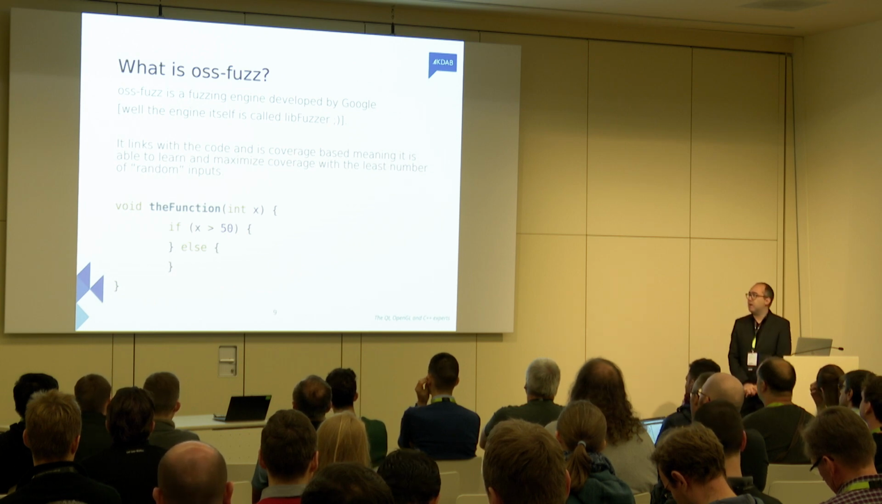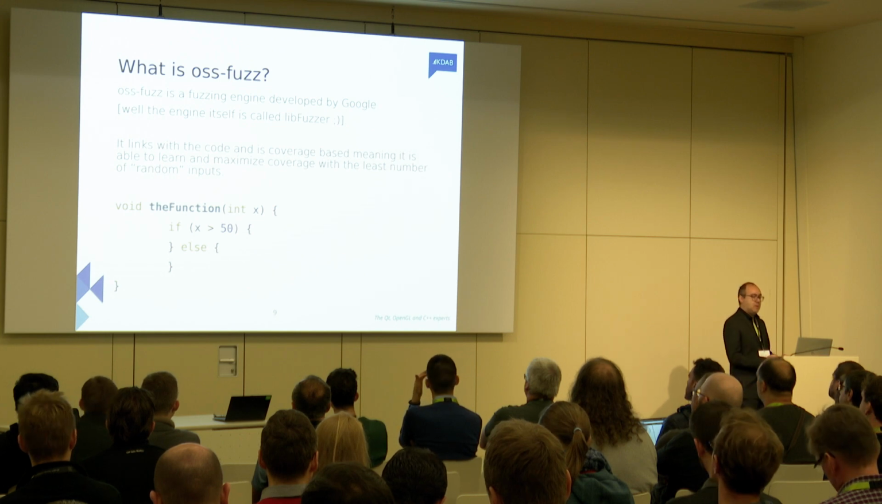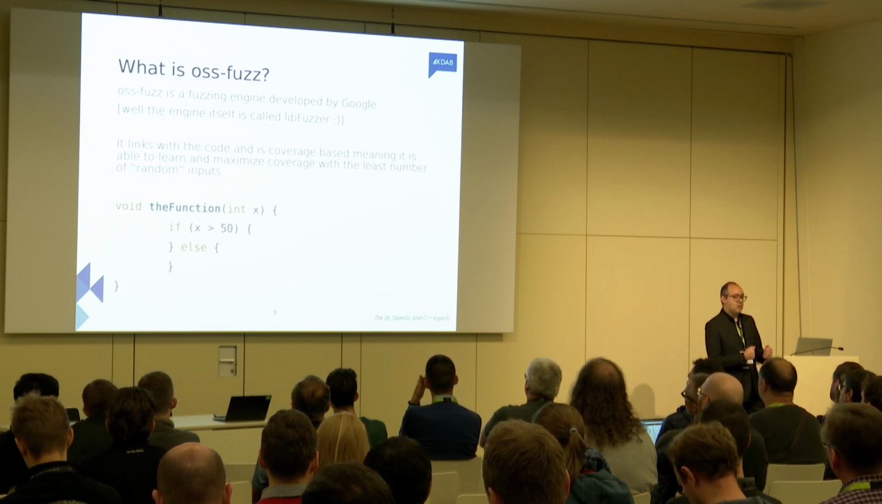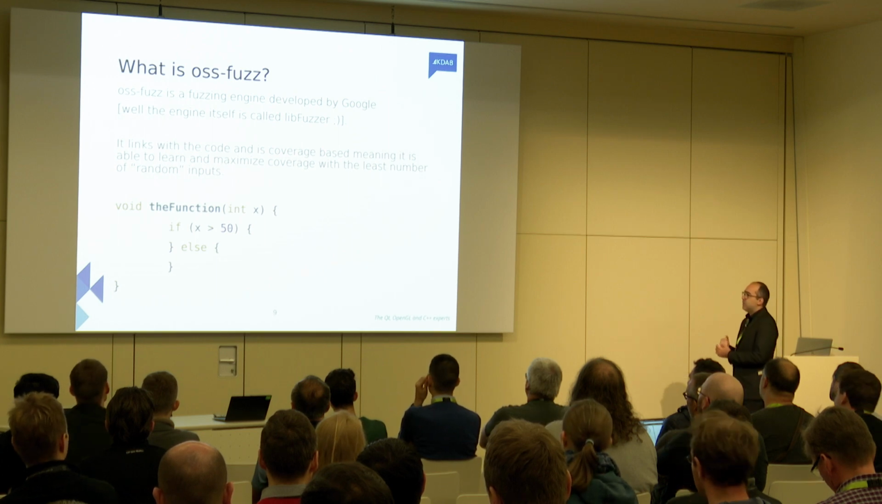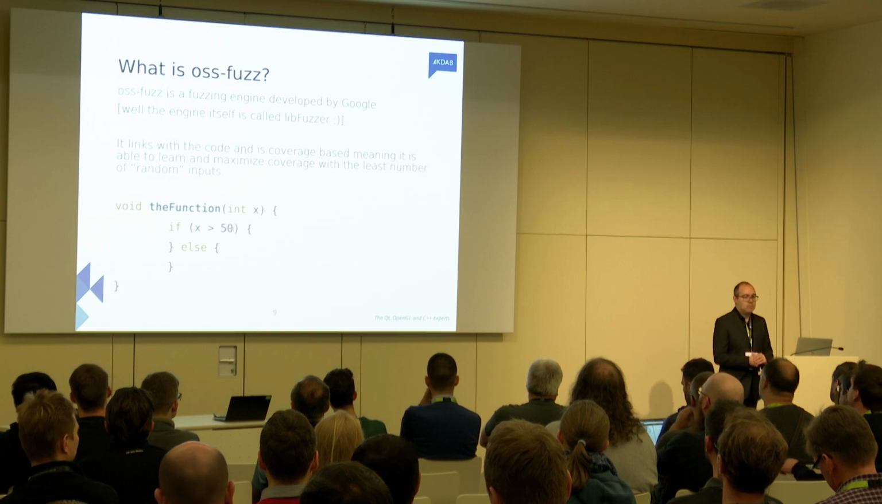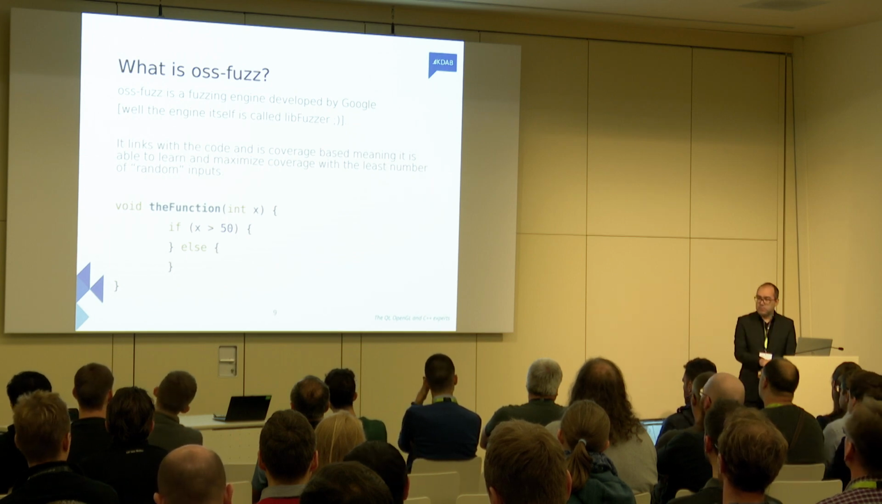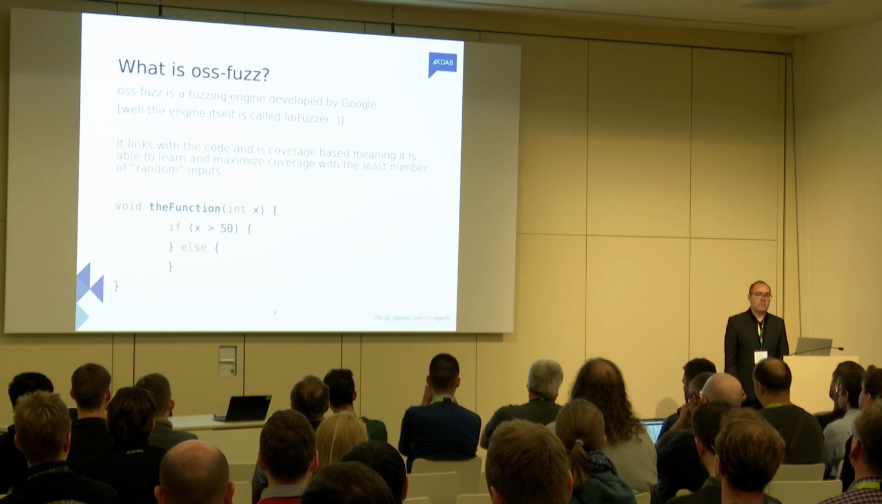But if you're using proper Clang, it's Clang 6. So it's there, you can use it. What it does, it links with your code, and it's coverage-based, right? By coverage-based, I mean it's smart enough to know if it's already going through the 2 branches of my if, and it doesn't need to do more random stuff, right?